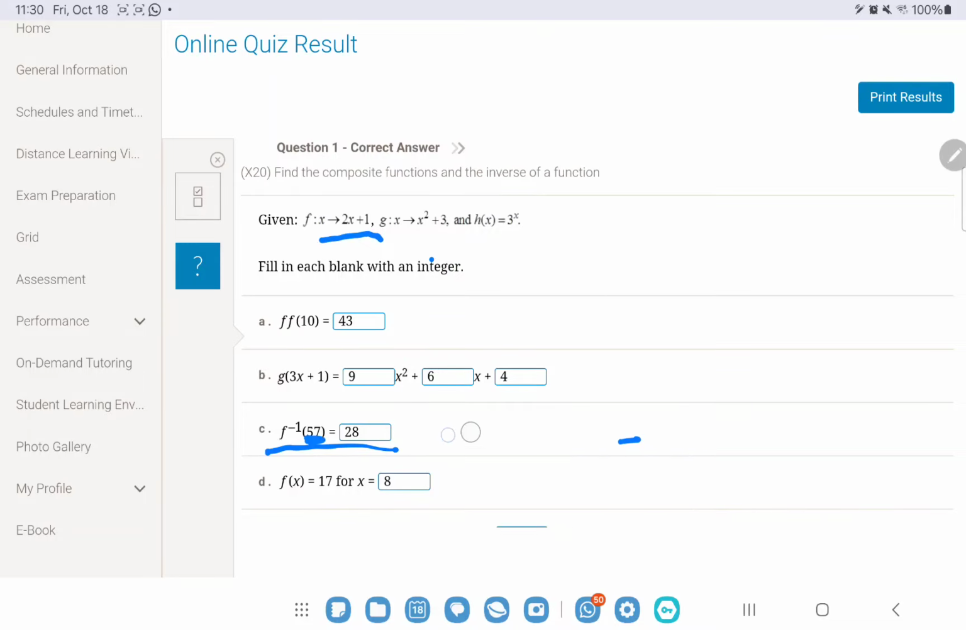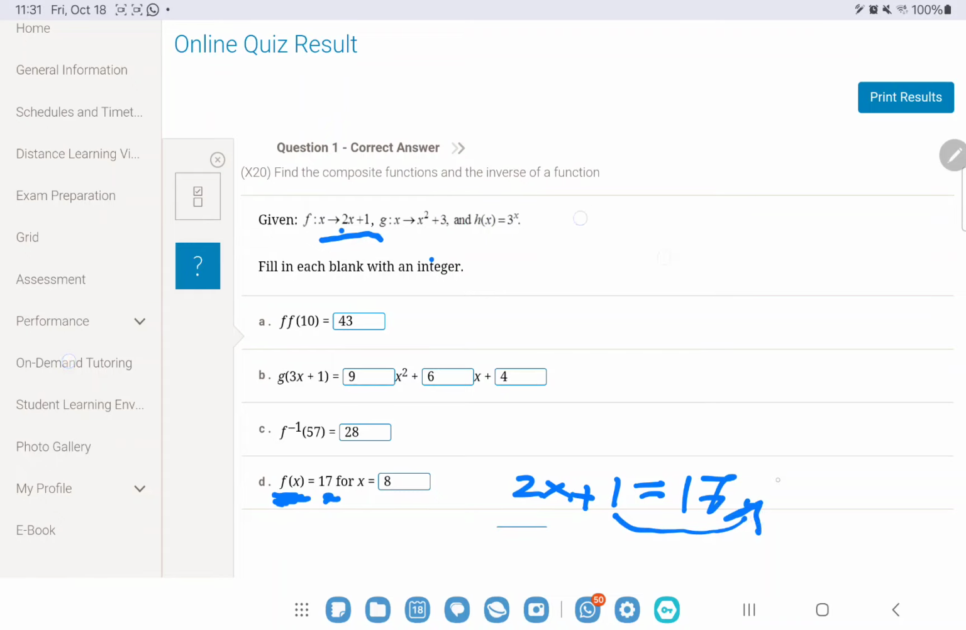Now let's move on to the next one. Oops. F of x equals 17. So they're telling you, put your function and make it equal to 17, which means 2x plus 1 equals 17. That's it. Move this to the side. Minus 1. So you're going to be left with 2x equals 16, which is easy, and we can do it quickly as x equals 8.